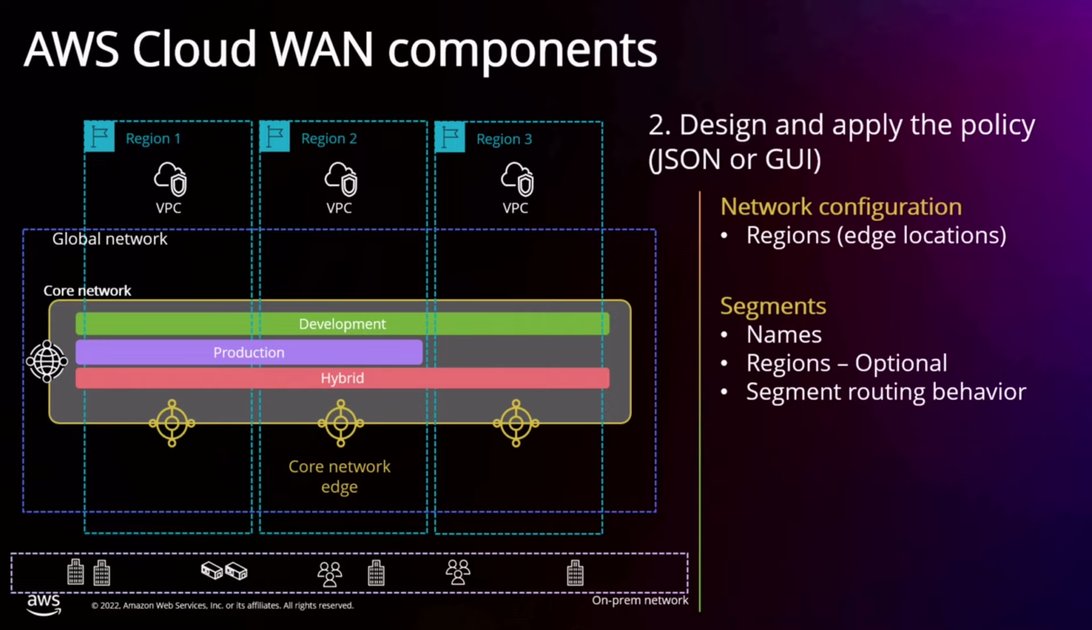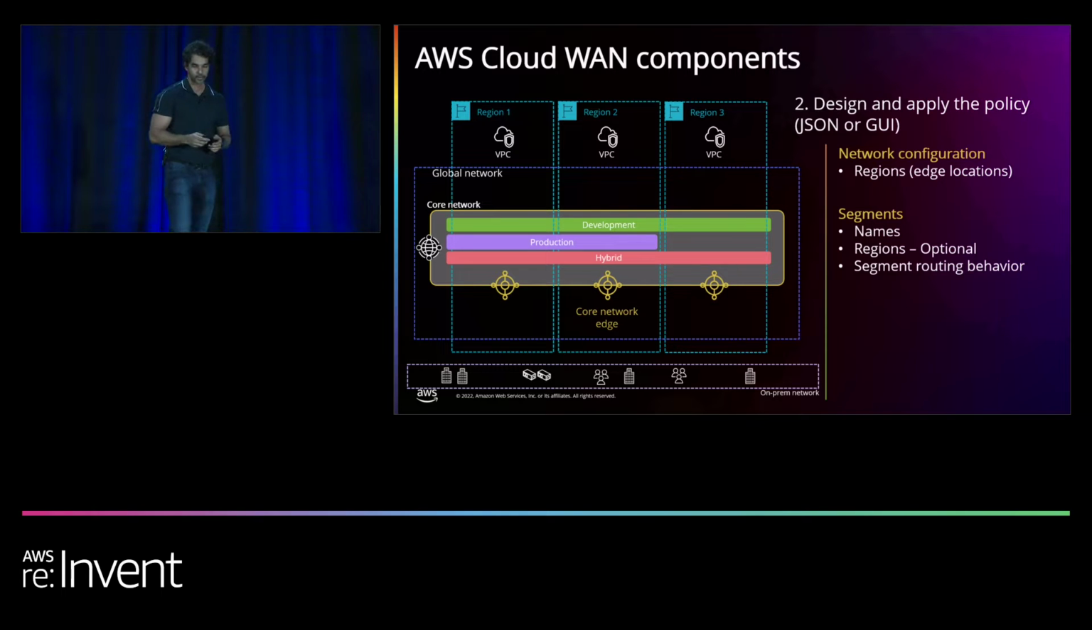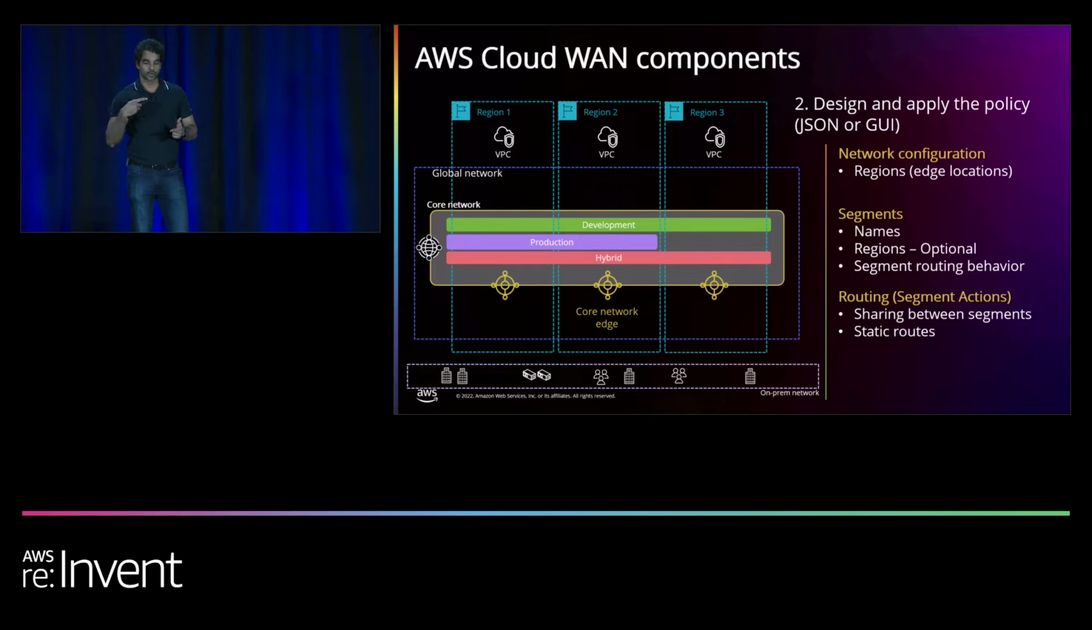Next, you define a segment routing behavior. By default, you can have all the networks connected to a segment talk to each other, like you typically have in a VRF. Or you can also isolate them. So you can say, hey, I don't want any of my networks connected to a single segment talking to each other. Finally, you can write segment actions to share routes between segments. So here, for example, I'm saying, hey, hybrid can talk to development, but I'm isolating my production from all the other segments. Additionally, you can write static routes for advanced routing configurations.